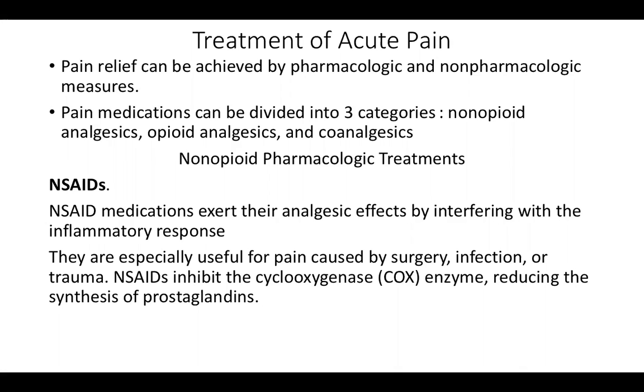Now pain medications can be divided into 3 categories. I'm sure you've studied this in pharmacology. One is opioid analgesics, which are very strong, and whatever acute pain is there, it will go with opioid analgesics. Then non-opioid analgesics, all these NSAIDs. Then co-analgesics. I'll come to co-analgesics after some time; I'll explain all this, the antidepressants and local anesthetics. First we'll look at non-opioid analgesics.